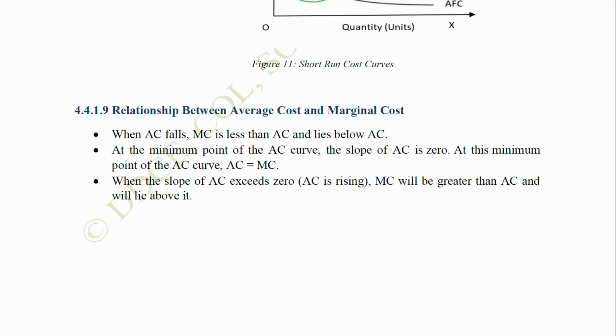4.4.1.9 Relationship between average cost and marginal cost. Point number 1. When average cost falls, marginal cost is less than average cost and lies below average cost. Point number 2. At the minimum point of the average cost curve, the slope of average cost is 0. At this minimum point of the average cost curve, AC is equal to MC. Point number 3. When the slope of average cost exceeds 0, that is, the average cost is rising, marginal cost will be greater than average cost and will lie above it.